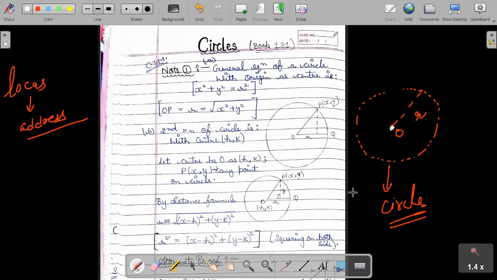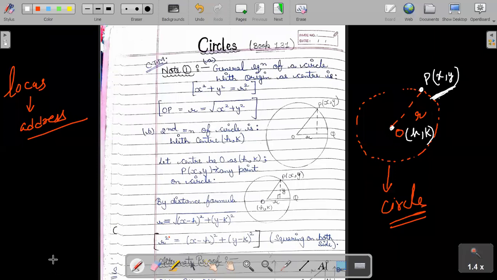You already use the equation of a circle. So let me say this point O, which is the center, is (h, k). And let me take any point P on the circle, say P is (x, y). So what do we have to do? Now we have to find the equation of the circle. What does the equation of a circle mean? I want to find that relationship which (x, y) satisfies.